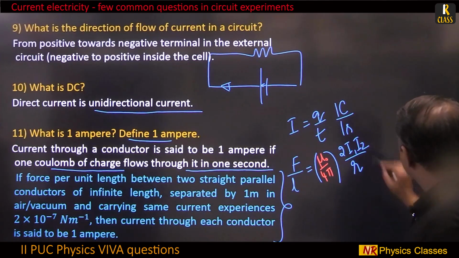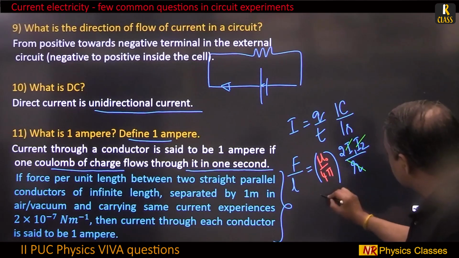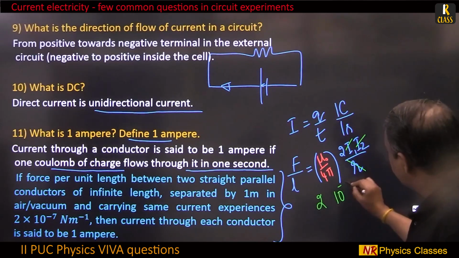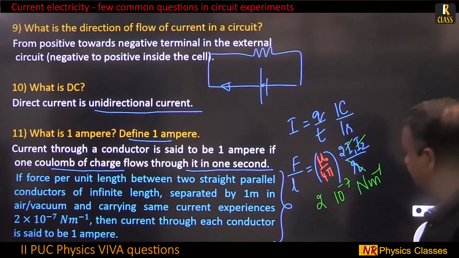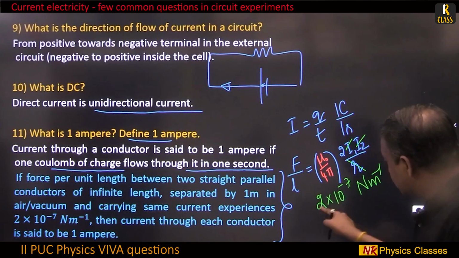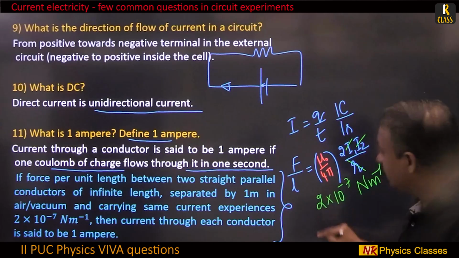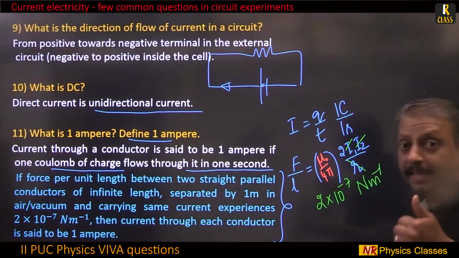If this is 1, this is 1, this is 1, then 2 times this constant is 10 power minus 7 Newton per meter. If force per unit length between two straight parallel conductors is this, under what condition? When currents are the same, separated by 1 meter in air or vacuum.